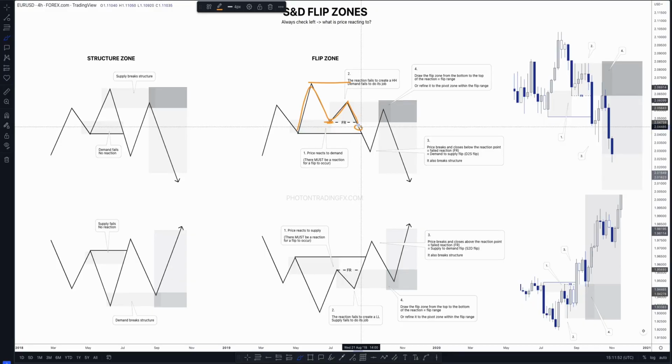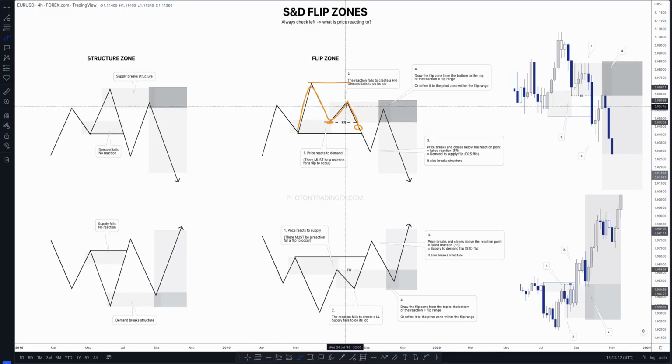So we have the flip, but what we don't have is that, let's say, change of character. We haven't had structure shift. Ideally, we want to see structure shift as well because, and this is the bit that some people get a little bit confused with, but at this moment here, if price is where the circle is, we do have a confirmed failed reaction.